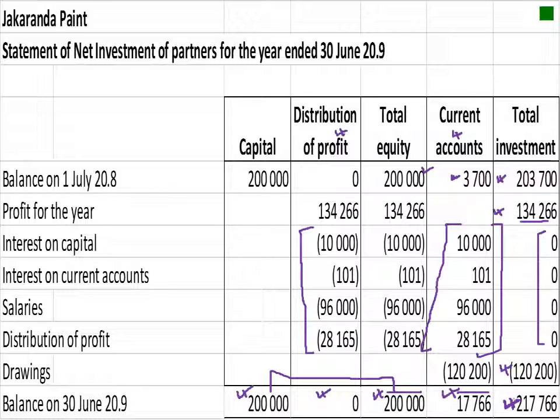So what I was aiming to do in this question, instead of the original question which asked you to do the distribution of profit and the partners' current accounts, I've actually shown you how it looks if you were asked to do the statement of net investment of partners instead. So that's part A. I'm going to do part B and C on a separate video.